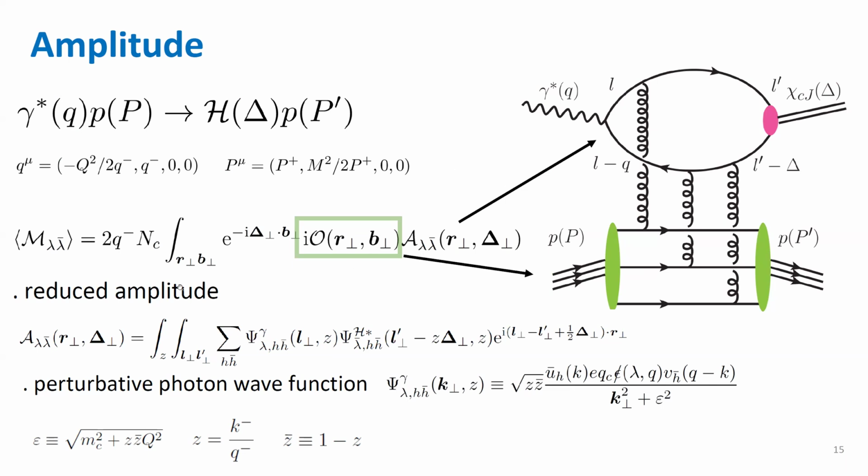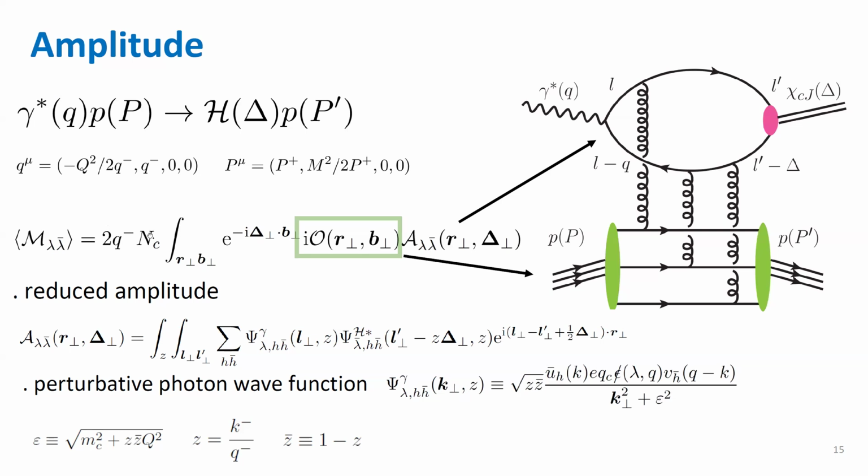Then the helicity amplitude can be formulated as follows. This is the helicity of the initial photon, and lambda bar is the helicity of the produced quarkonium. This is proportional to the Odderon amplitude that is contained in this part of the diagram, and the remaining part can be understood as an overlap between the photon wave function that is coming from this part and the chi-c wave function that is coming from this part of the diagram.